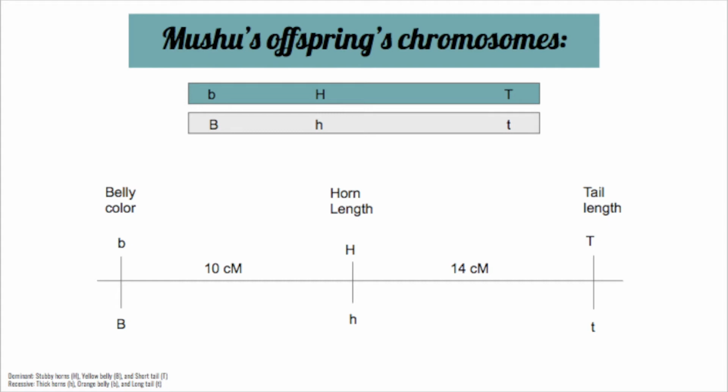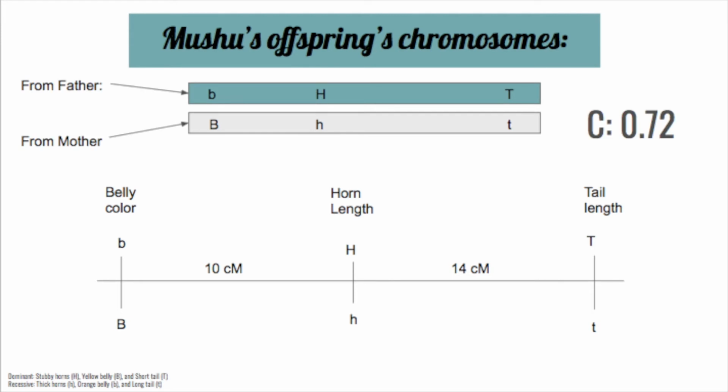Below the chromosome of the offspring, you can see a map of the loci of the red dragons, starting with belly color, and then 10 centimorgans away is horn length, and then 14 centimorgans away is tail length. The offspring is heterozygous for each allele, since Mushu and his mate had opposite alleles. So now that we know all this information, we can fill out the alleles on the map that we made. We also know the coefficient of coincidence is 0.72.